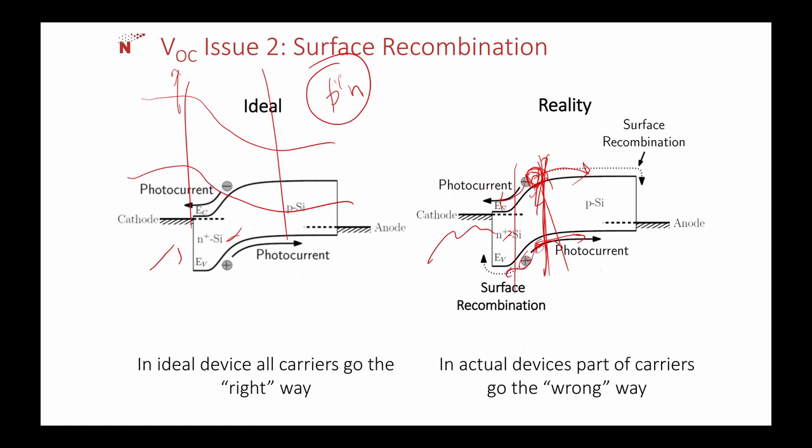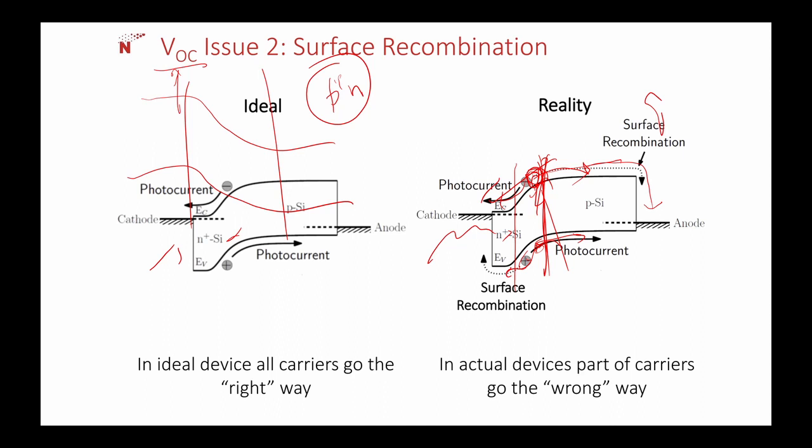If the electrons are going in this direction and collecting in this region, they are decreasing the efficiency of the solar cell, but we wanted these to go in this direction. So we are losing our open circuit voltage at this point.